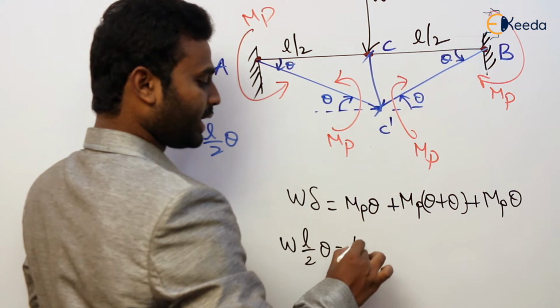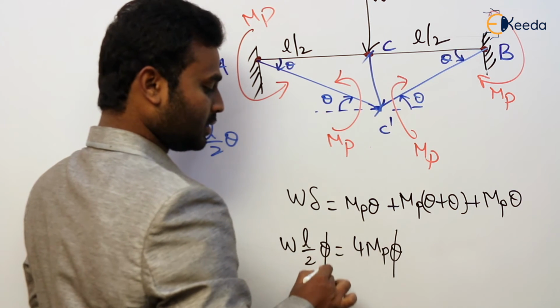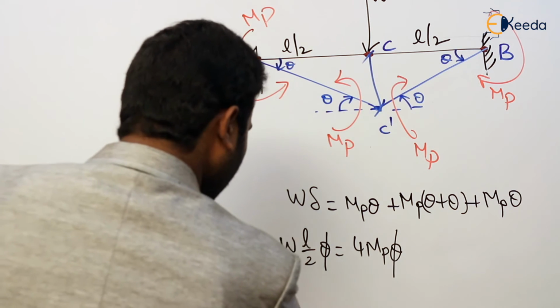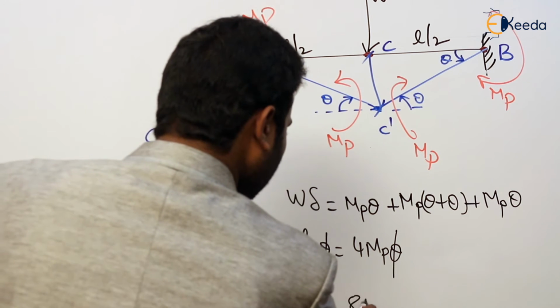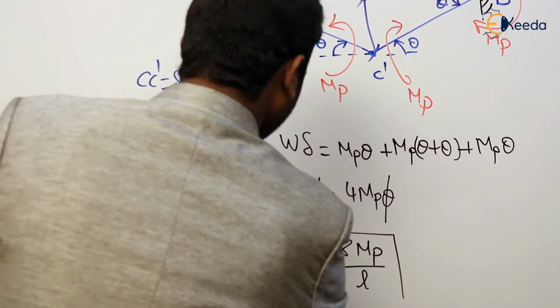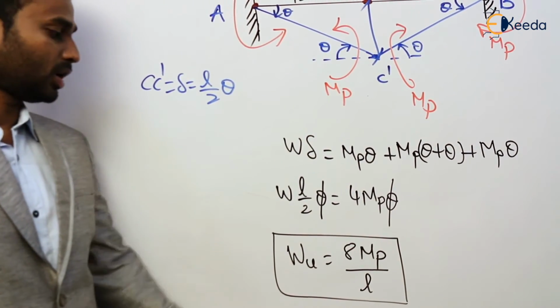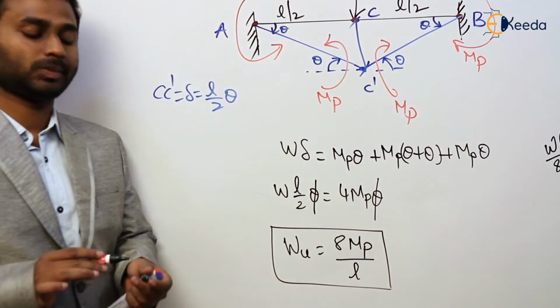So how much is it? 4 MP theta. So we know that theta will get cancelled. So finally the collapse load W is equal to 8 MP by L. So this is the collapse load for a fixed beam with center point load. For a fixed beam with center point load, the collapse load is 8 MP by L.